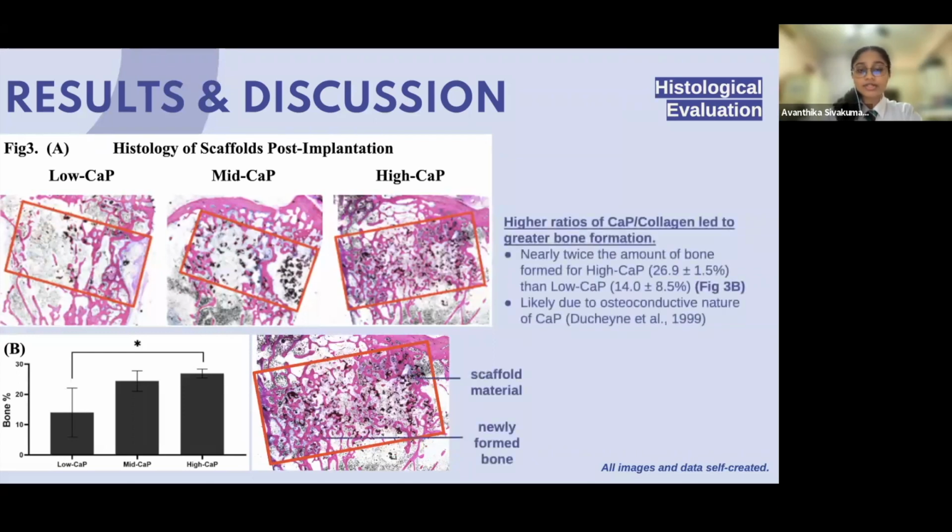More bone formation is observed in the high CAP scaffold, and this is also supported by numerical data as shown in Figure 3b, where there is nearly twice as much bone formation in the high CAP scaffold than the low CAP scaffold. This trend is supported by literature which states that CAP has osteoconductive properties.